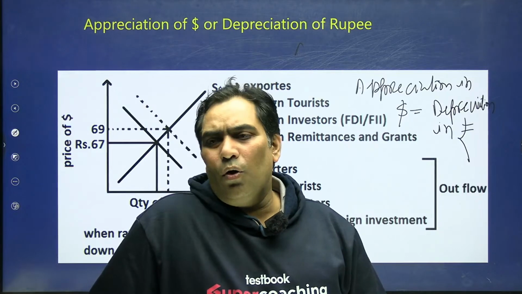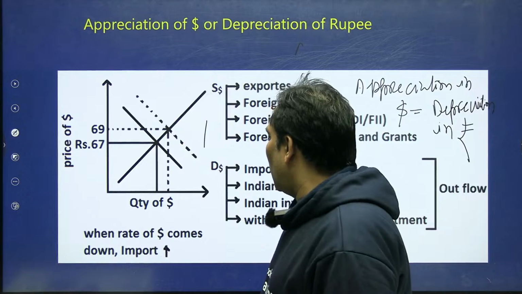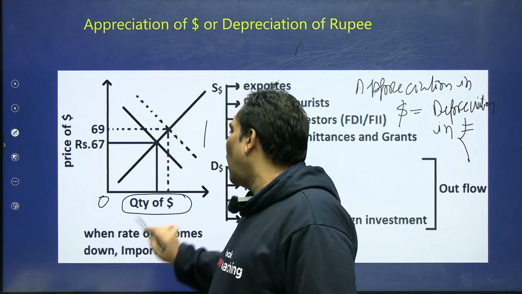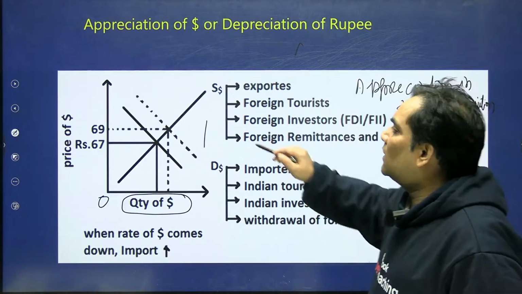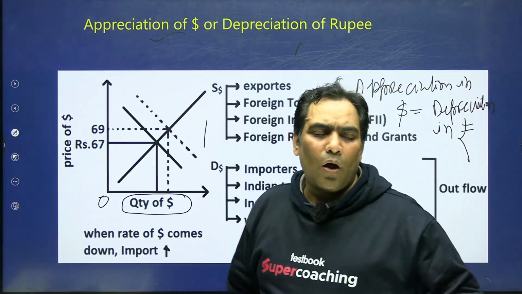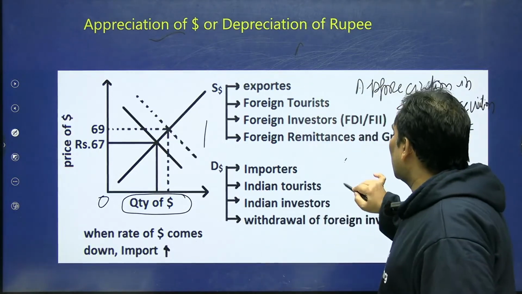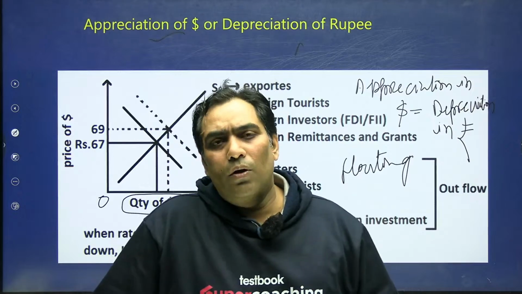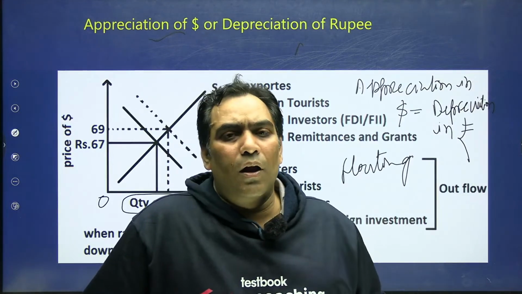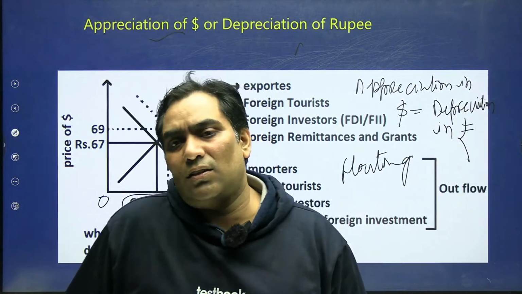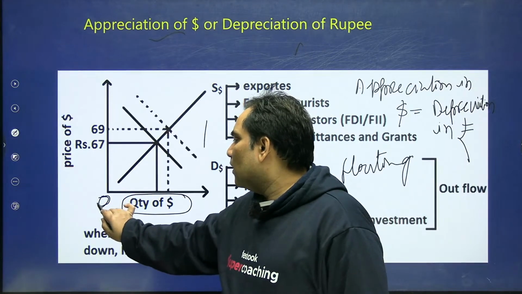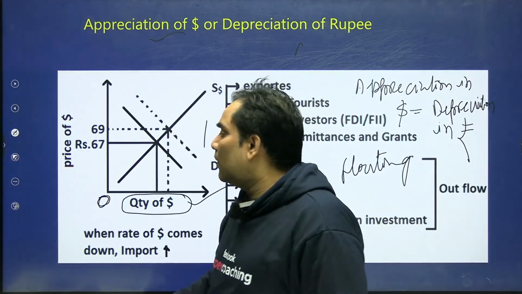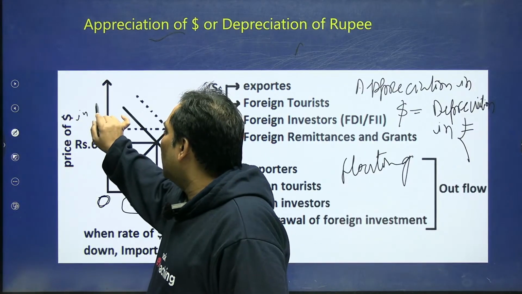So we are going to discuss how this happens. Suppose this is the origin, and on the x-axis we take the quantity of dollars. Through this figure, I want to explain how the appreciation of the dollar or depreciation of the rupee takes place under the floating exchange rate system. On the x-axis we have taken the quantity of dollars, and on the y-axis we have taken the price of the dollar in terms of rupees.